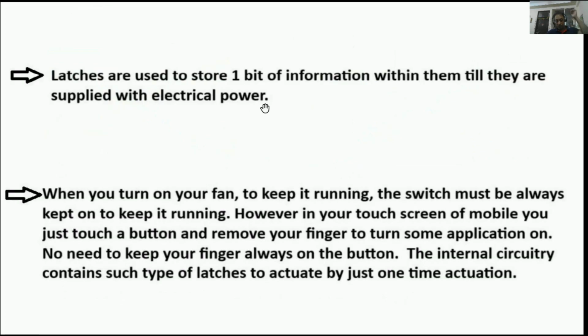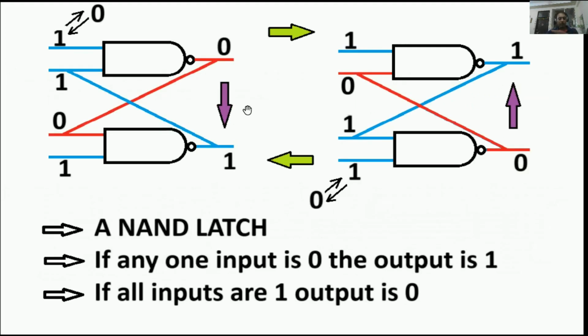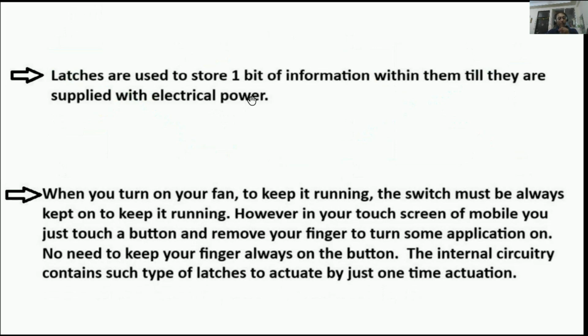Now we will learn what a latch is. Latches are used to store one bit of information as long as they are supplied with electrical power. Electrical power is a must for running these latches. One bit of information they can store. You can learn this better with an example: when you turn on your fan, to keep it running the switch must always be kept on. Once you have turned on your fan, the switch has to be kept on always.